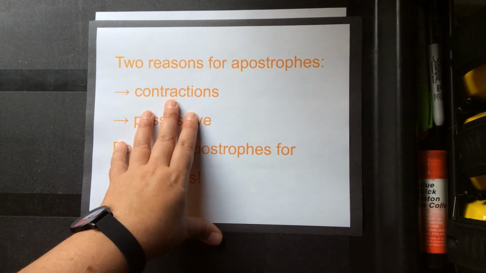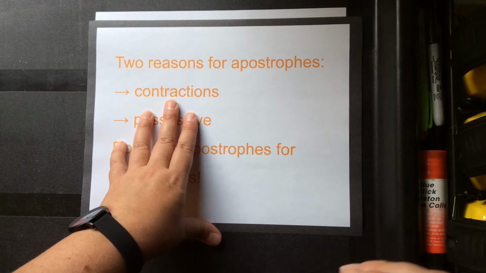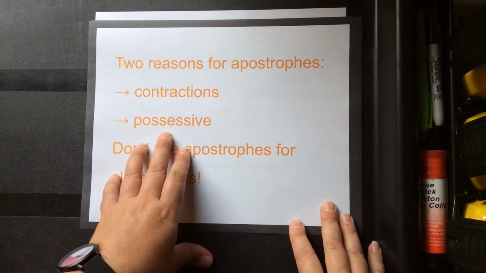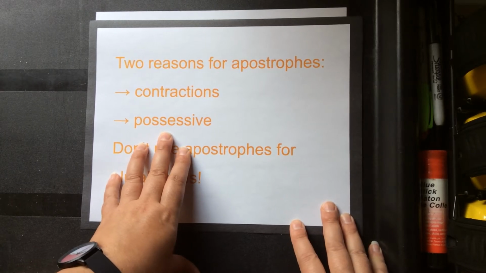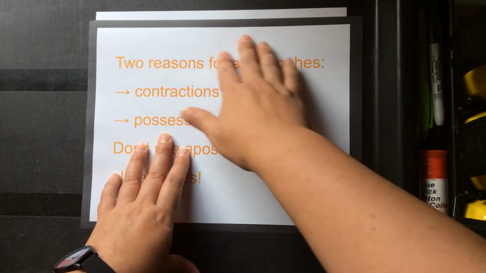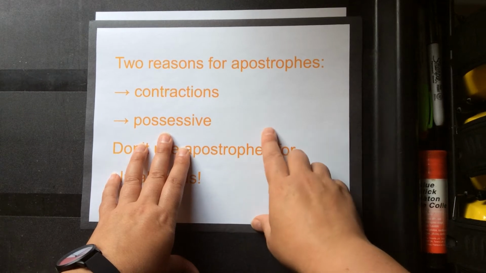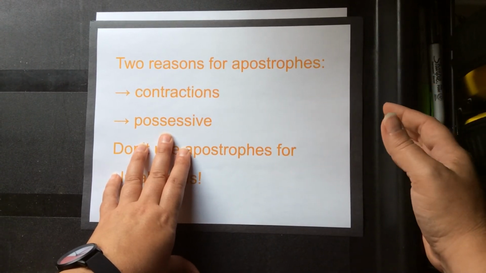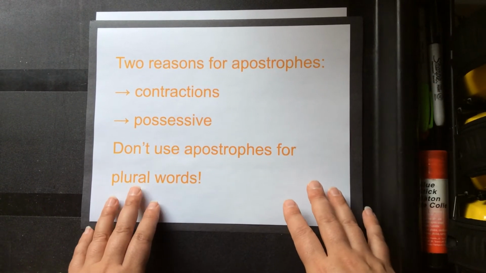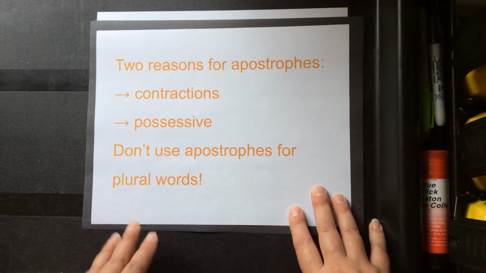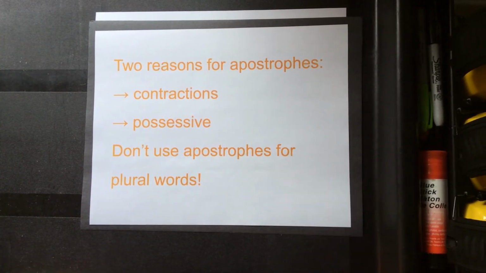We use them for contractions. That's when we're taking two words and joining them together into one. And we use them for possessives, when we're showing that something belongs. That means if I'm saying, for example, this is Miss Pasma's paper, I'm going to have Miss Pasma, apostrophe S, something that belongs, possessive. The overcorrection that people start to use is that they use apostrophes for plural words.